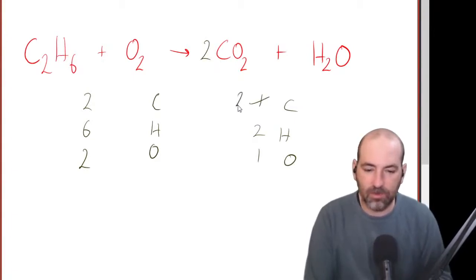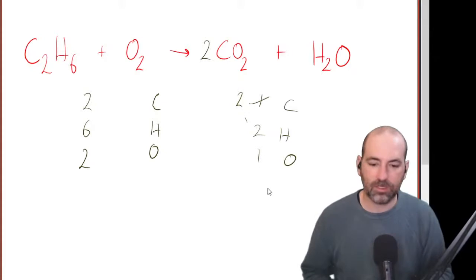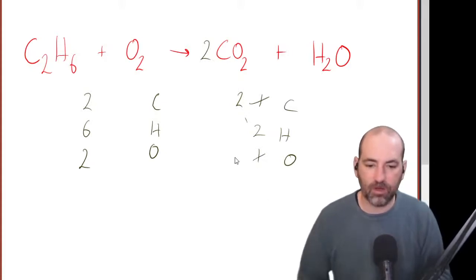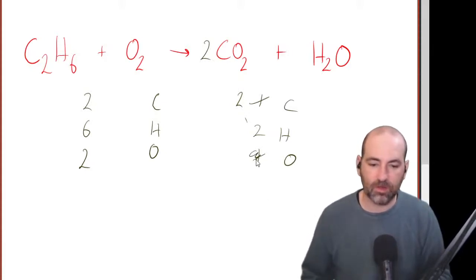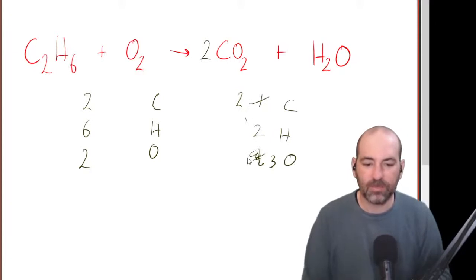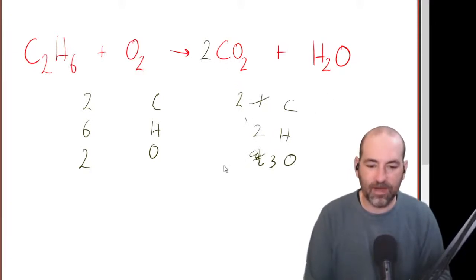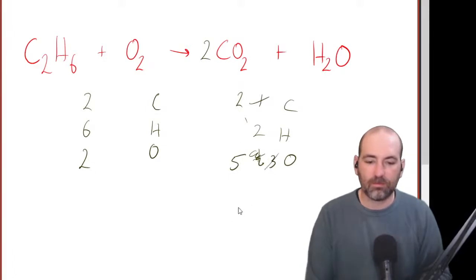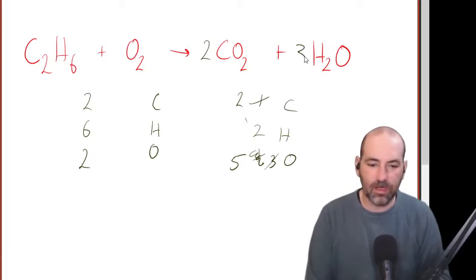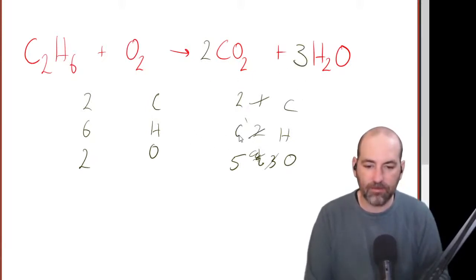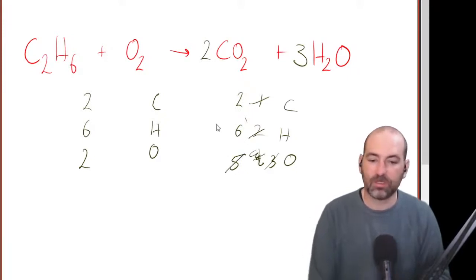That changes this from 1 to 2. It also changes our oxygen from 1. Whoops, that shouldn't have been 1 in the first place. That should have been 3. Changes that from 3 to 5. So now we're going to balance our hydrogen, and we've got 6 on the left and 2 on the right. So we need a 3 here so that we have 6 on the right. That changes our oxygen once more, and we have 7. So 4 plus 3 is 7.